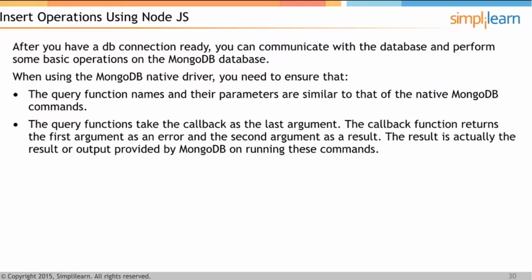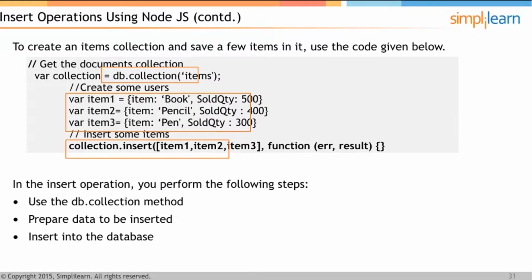The callback function returns the first argument as an error, and the second argument is a result. So whatever the result is, that will be in the second argument. The result is actually the output provided by MongoDB on running these commands. This is how the insert will happen. To create an items collection and save a few items in it, use the code given below. So again, this has two things: one is create collection, and then insert.